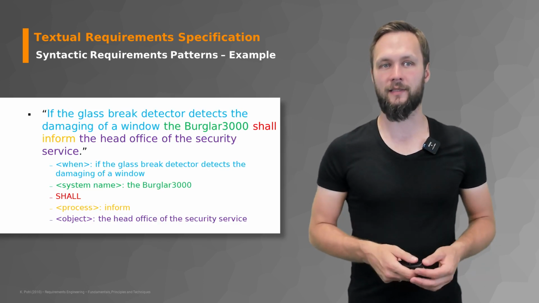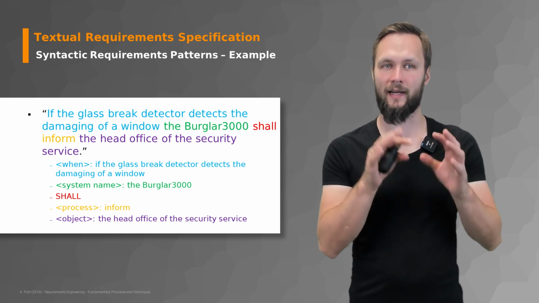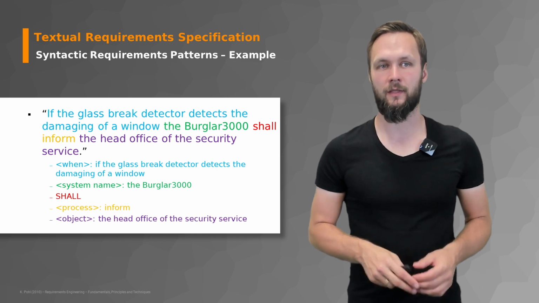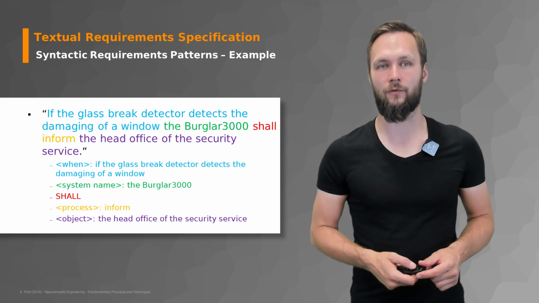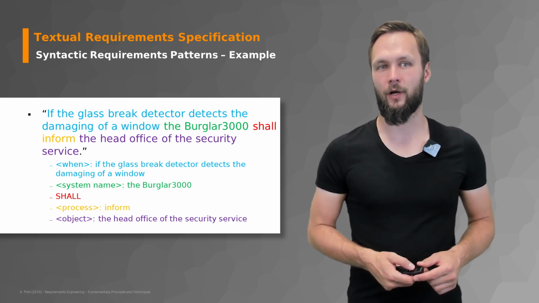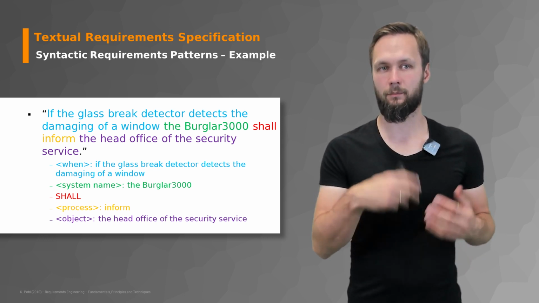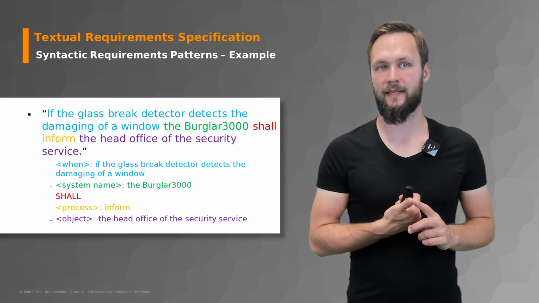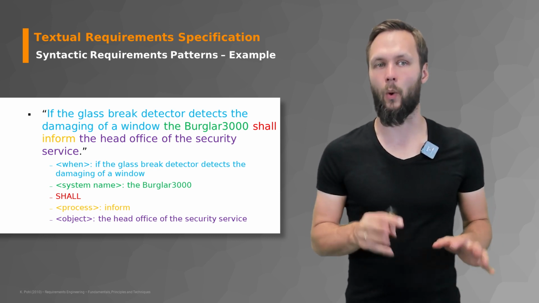And if we now look at the specific example with some color coding that we're going to use here to highlight which part of the syntactic requirement pattern we are talking about. So we have the requirement, if the glass break detector detects the damaging of a window, the burglar 3000 shall inform the head office of the security service. So first, the when part of our SRP, if the glass break detector detects the damaging of a window. So you have a when there.